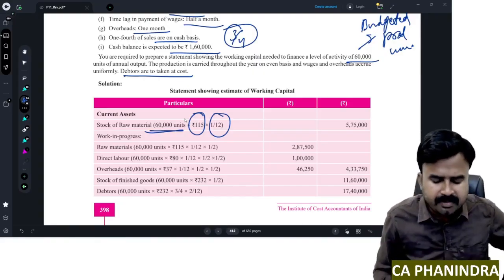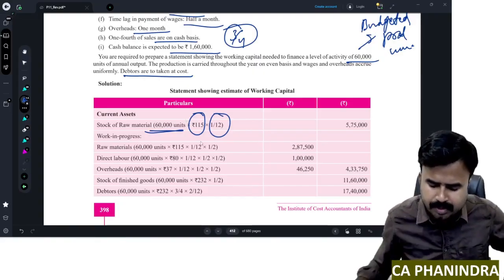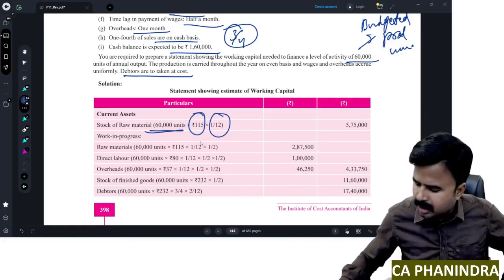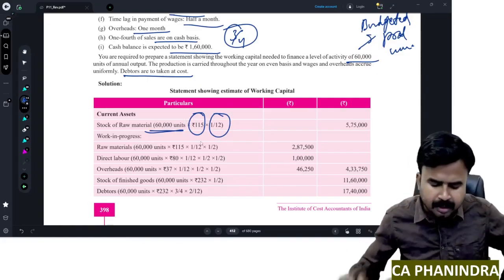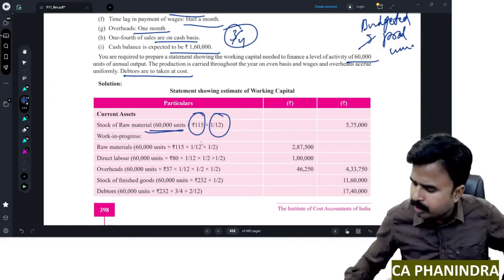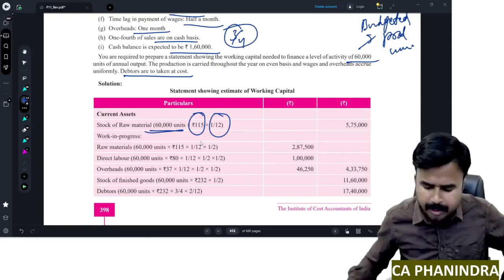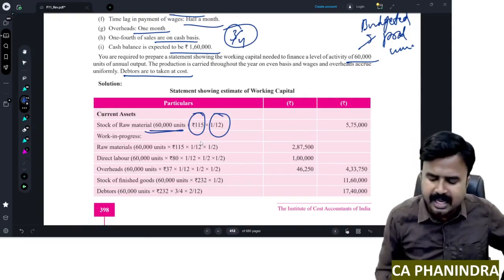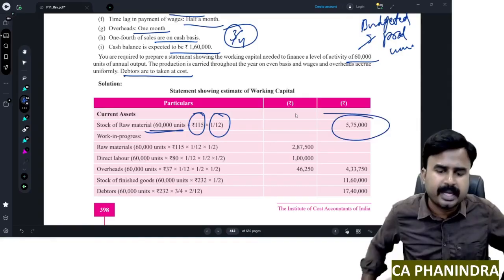Investment in stock of raw material. So, this will give you investment in stock of raw material. I'm taking 60,000 into raw material holding period 1 by 12 into raw material cost per unit 115. I got 5,75,000 investment in stock of raw material.